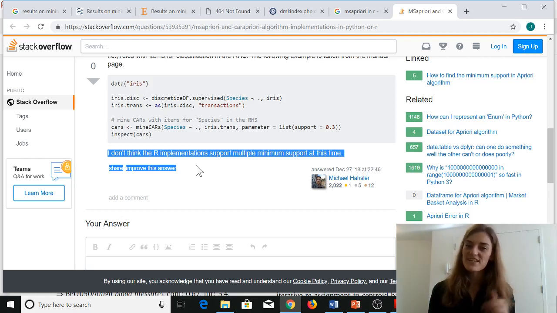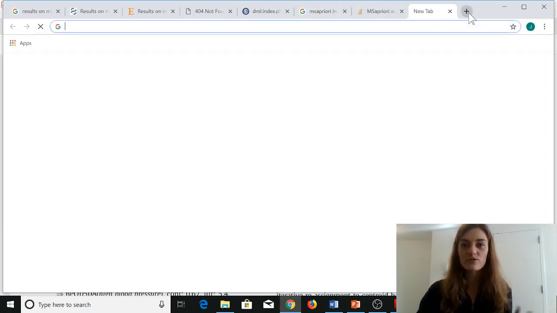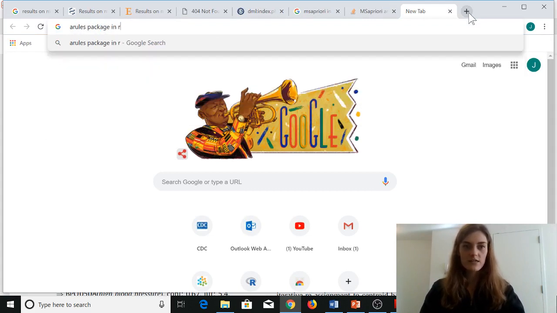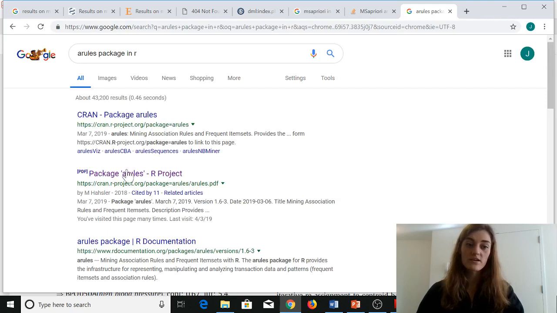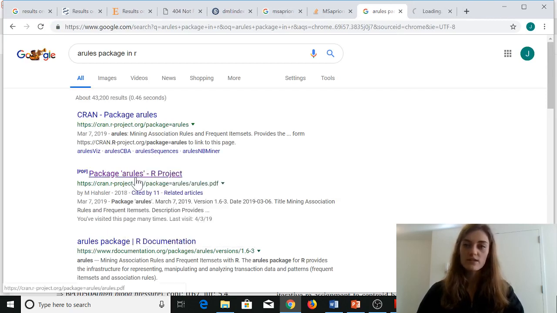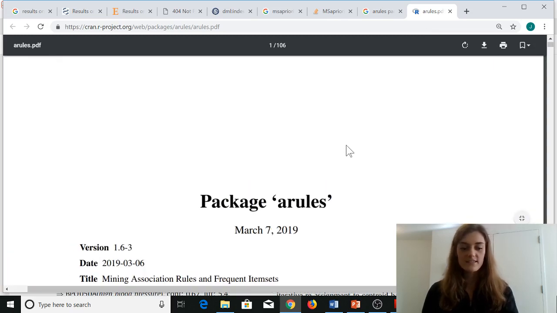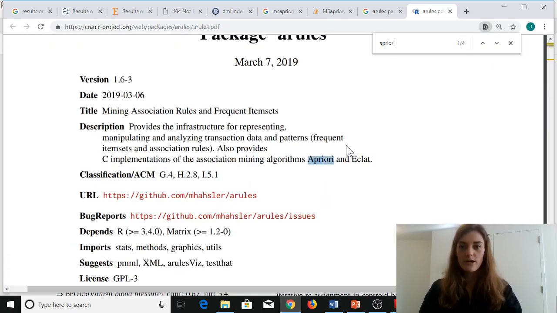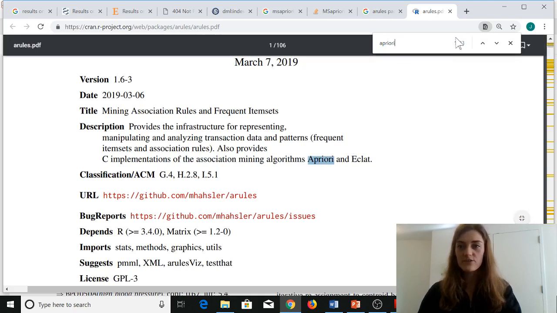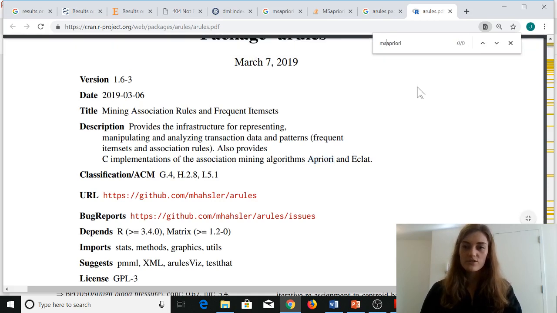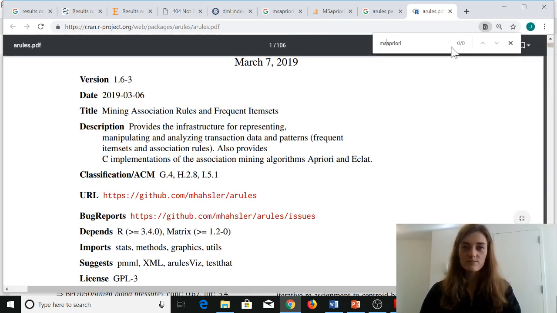We have one more thing that we can check on to make sure that we're not missing any opportunities to do this MS a priori algorithm. Let's look at the A-rules package in R. We'll click on the PDF file, open that up. So just as a test, let's search for a priori. We get a bunch of hits, 83, so that's good because we'll want to use that algorithm. But when I search for MS a priori, we get nothing.